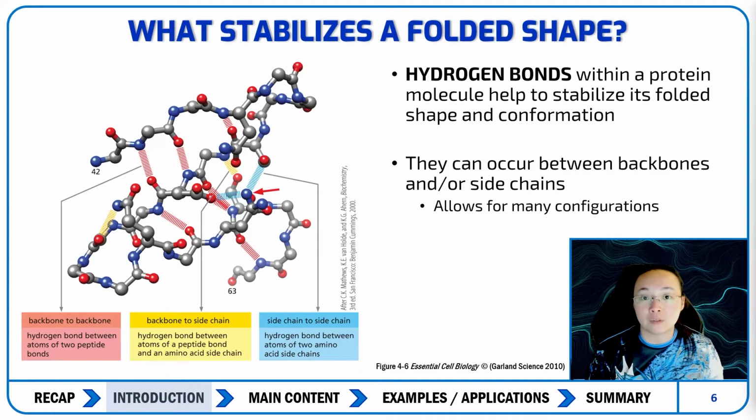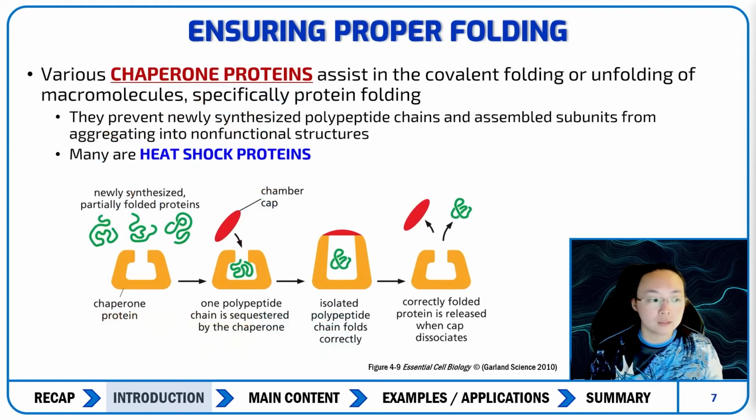So we've already covered how proteins can fold and how they stay folded. Now the next question would be, how can we guarantee proteins get folded properly? So there's something really cool called a chaperone protein. These assist in protein folding. These chaperones, the namesake is very fitting, they basically help make sure an isolated polypeptide is folded correctly and doesn't aggregate into non-functional structures.